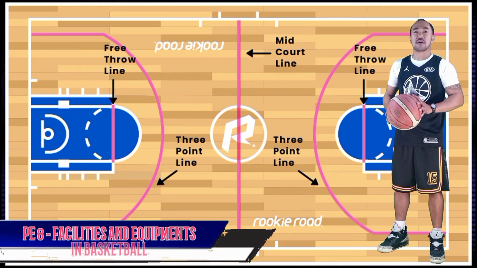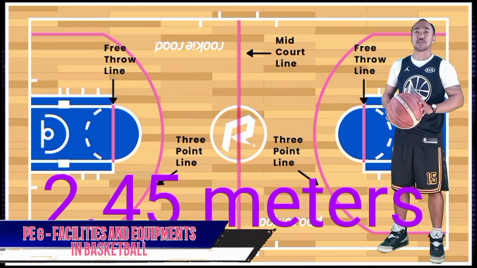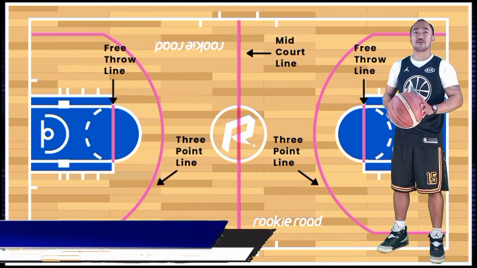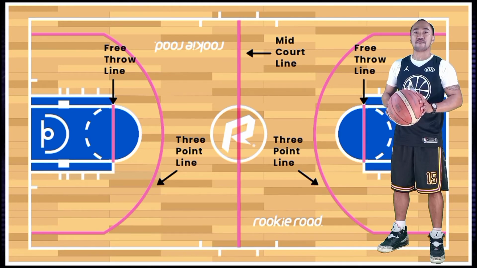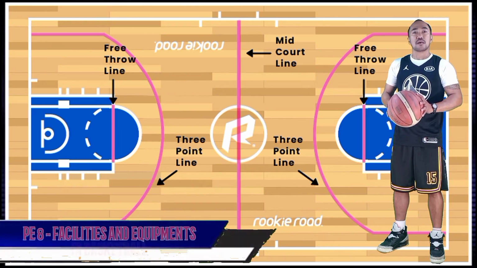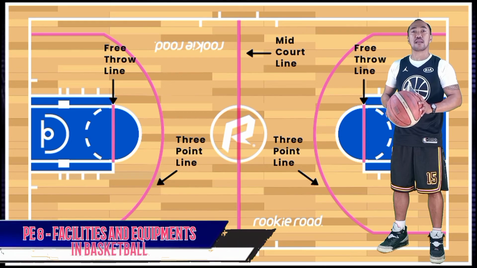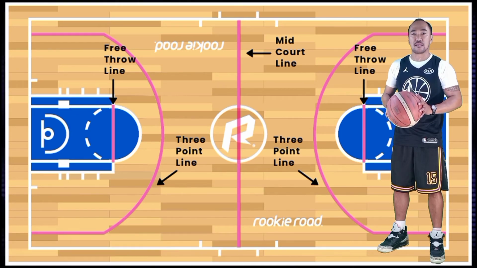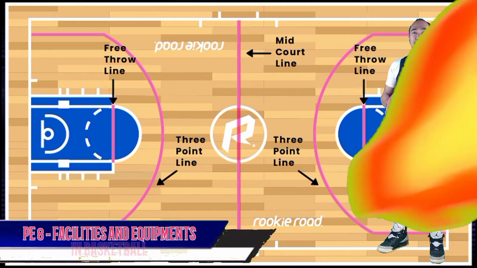The outer edges are 2.45 meters from the midpoint of the end lines and terminate at the outer edge of the extended free throw line. These lines, excluding the end lines, are parts of the restricted area. The inside of the restricted area must be painted in one color.